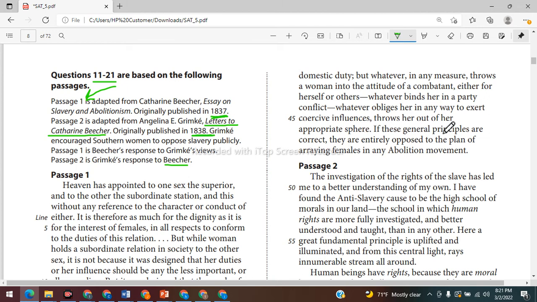If these general principles are correct, they are entirely opposed to the plan of arraying females in any abolition movement.